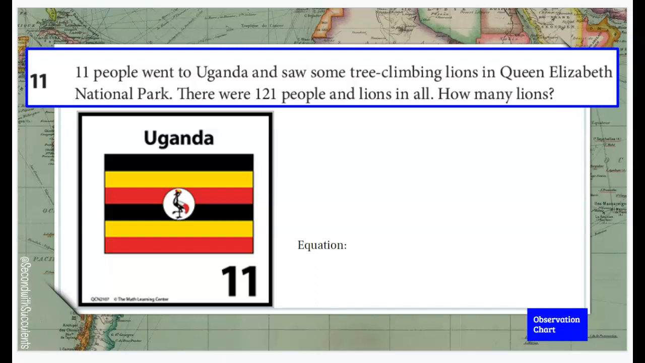11 people went to Uganda and saw some tree-climbing lions in Queen Elizabeth National Park. There were 121 people and lions in all. How many lions? Write your equation.